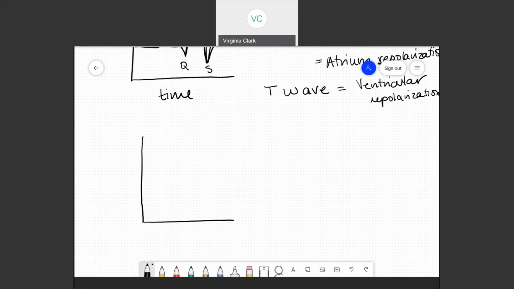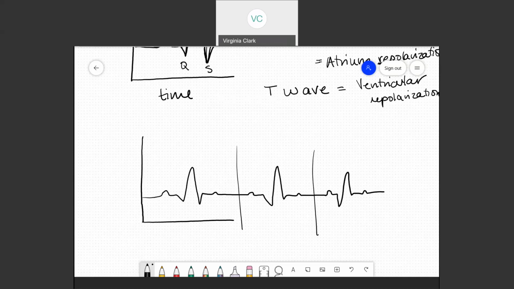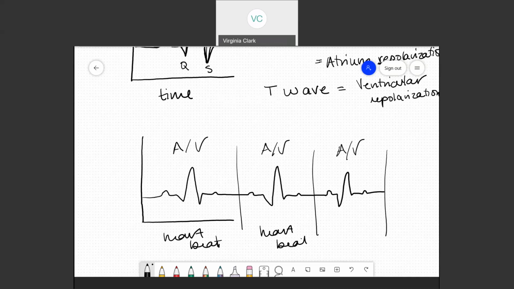When you look at the EKG, your heart rate is going to be bump, bump, bump, bump, bump, bump. So this is 1, this is 2, this is 3. This is your heart, atrium, ventricular. This is your heart, atrium, ventricular. This is your heart, atrium, ventricular. This is a heartbeat, top, bottom. This is a heartbeat, top, bottom, and this is a heartbeat. So that is how this all works together.